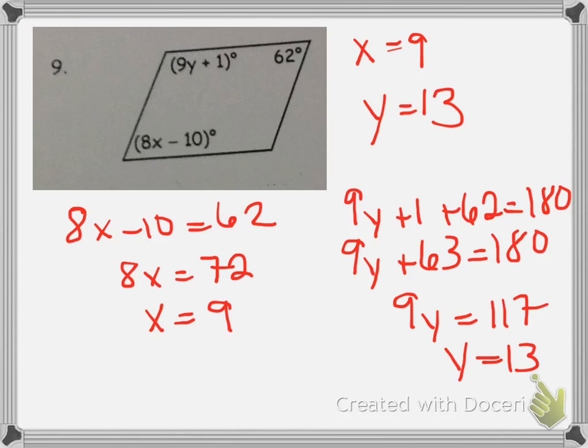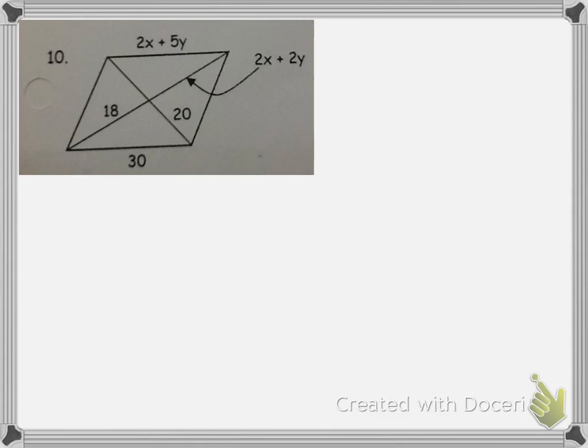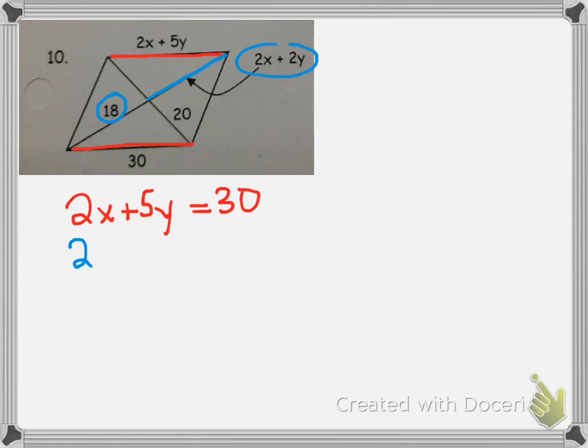All right. Number 10. Okay. So on this one, we're trying to solve for x and y also. So let's see some things that we know. We're talking about the diagonals and the side lengths. If this is a parallelogram, this side is congruent to this side. So we would do 2x plus 5y equals 30. Okay. We also know that if this is a diagonal, they've been bisected, so this 2x plus 2y is equal to 18. So we have 2x plus 2y equals 18.